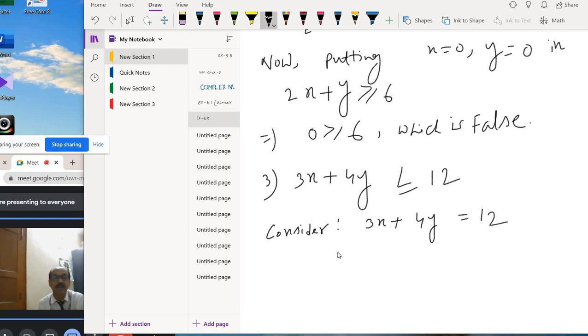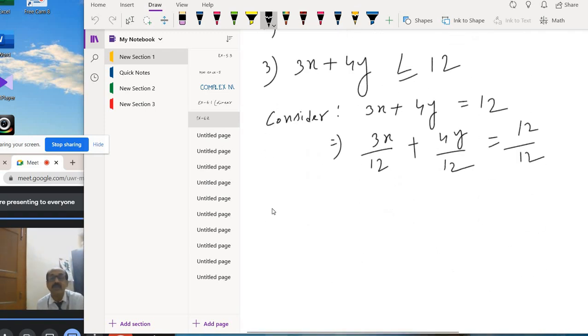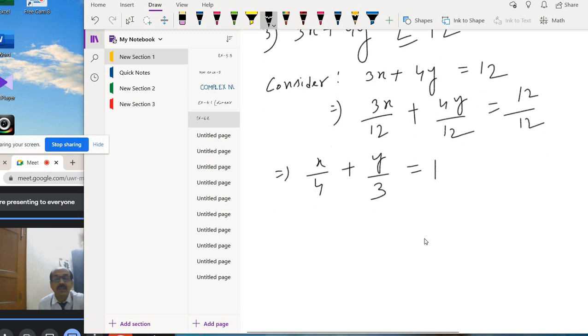Now dividing both sides by 12. So 3x by 12 plus 4y by 12 equals 12 by 12. So 3 fours are 12, that is x by 4 plus y by 3 is equal to 1. Okay.